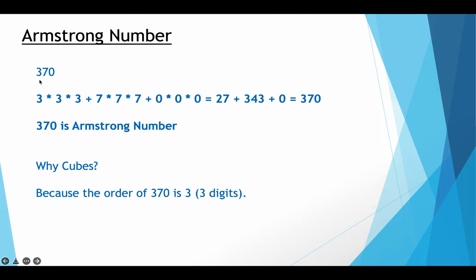Take a look at this number 370. It is an Armstrong number of order 3. How? If you sum up the cubes of 3, 7 and 0, which are 27, 343 and 0, then the sum comes out as 370, which is equal to the number itself. This equation proves that 370 is an Armstrong number. Why summed up the cubes? Because 370 is an Armstrong number of order 3.